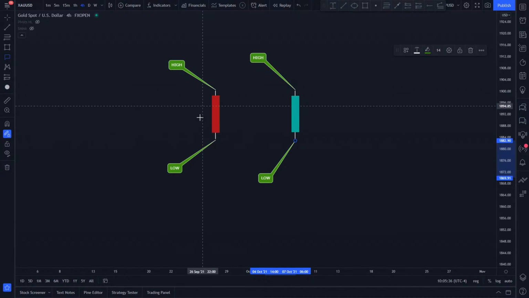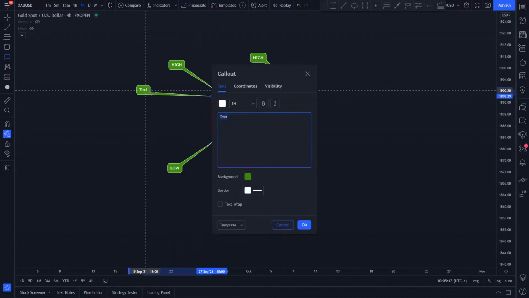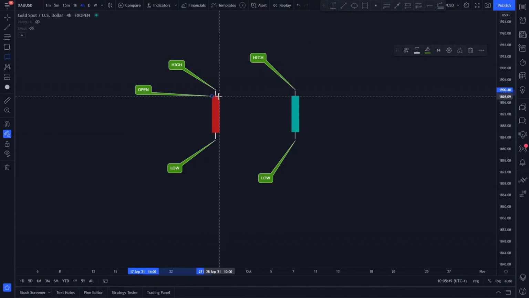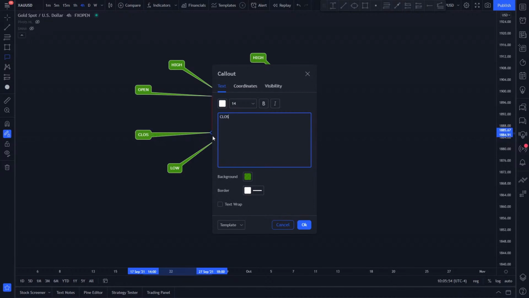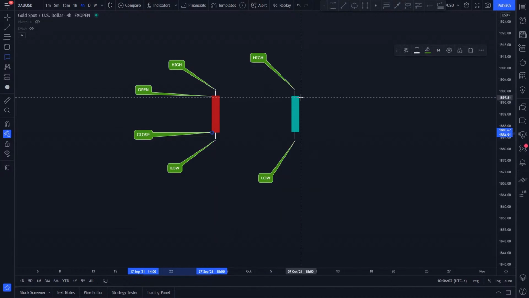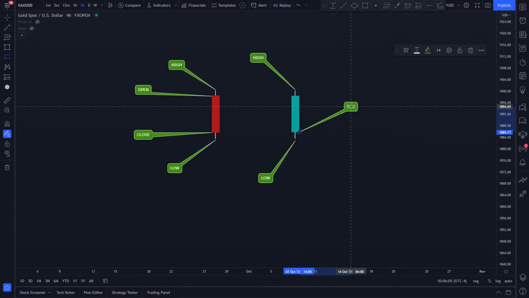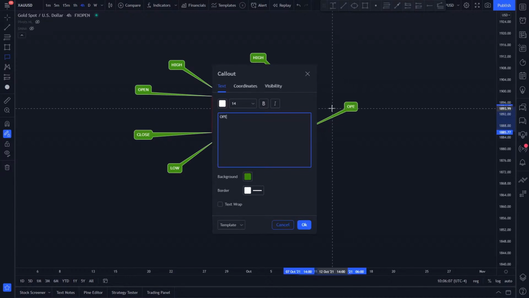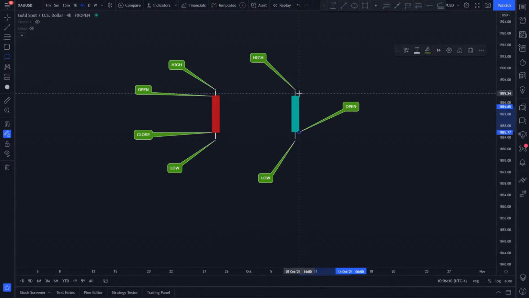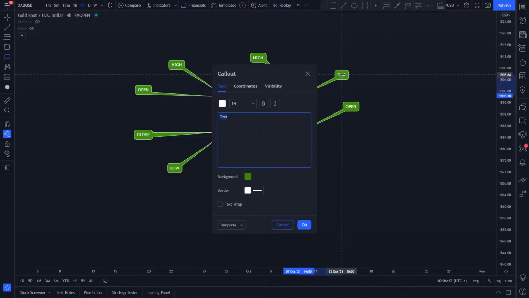Now, for a bearish candle, this is the opening price. The opening price for a bearish candle is at the top, so we open at the top with the candle and we close at the bottom. For a bullish, we open from the bottom and we close at the top.